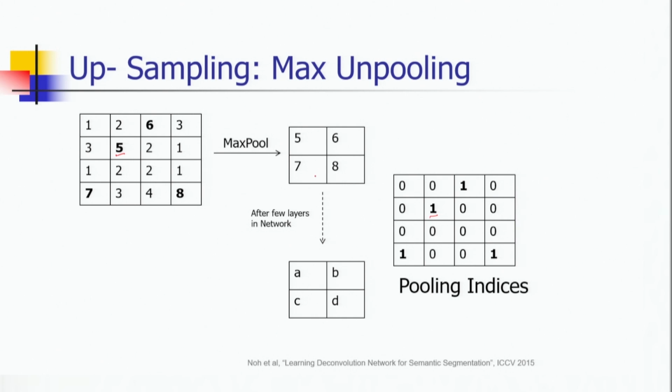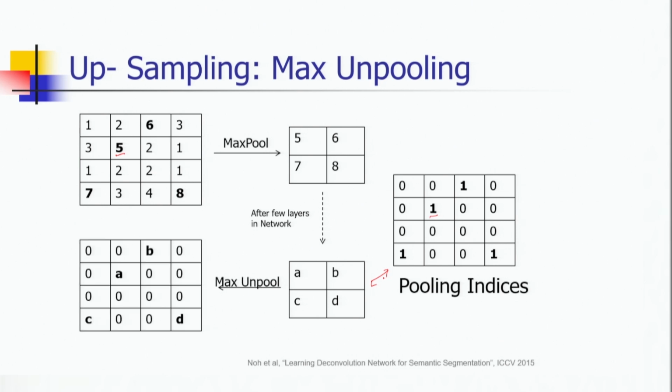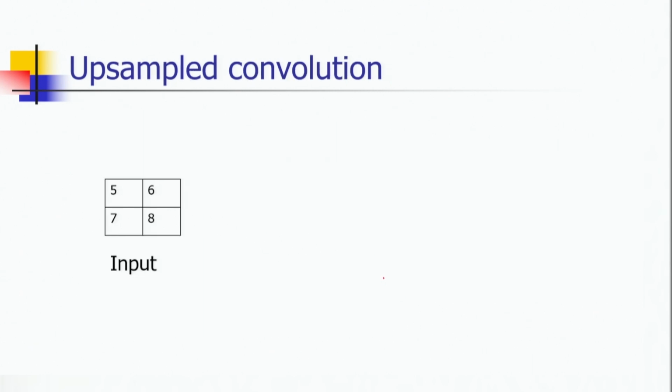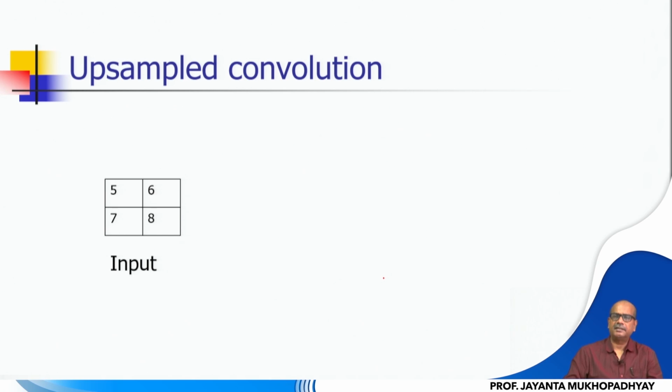You are not expecting that you will return the same value. After processing, these values are changed. So, A, B, C, D will be the values, and then you want to do max unpooling using these pooling indices. So, your resulting computed array would be this one. So, this is the process by which you can do max unpooling. Now, let us consider how the other technique, upsampled convolutions, can be performed.